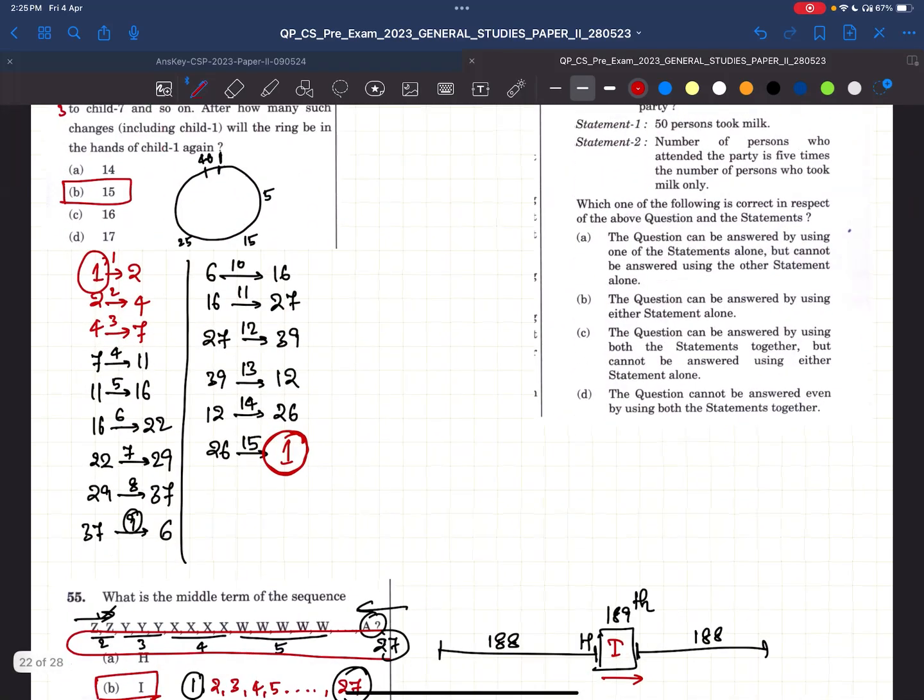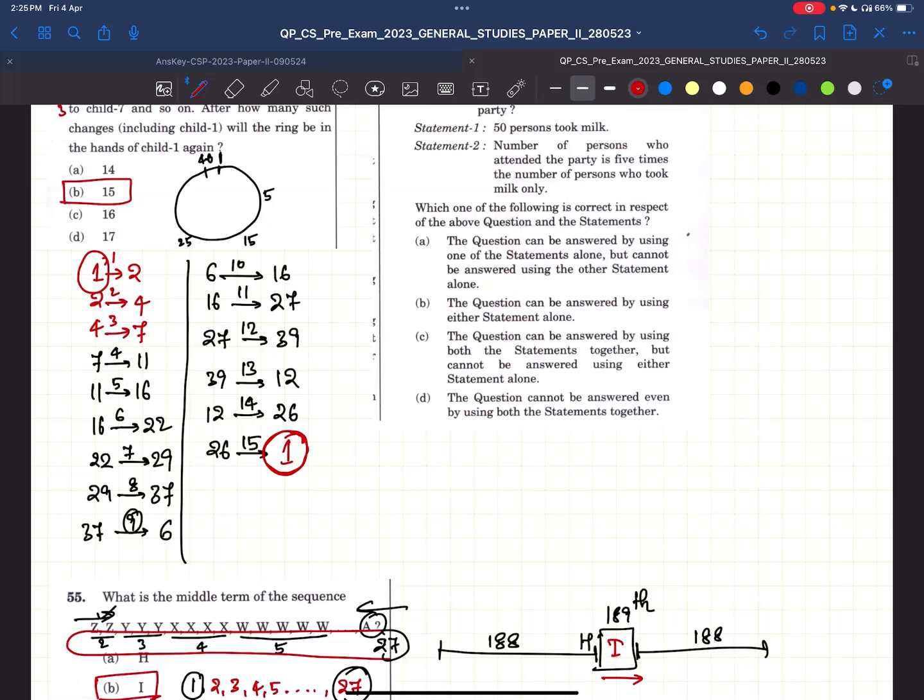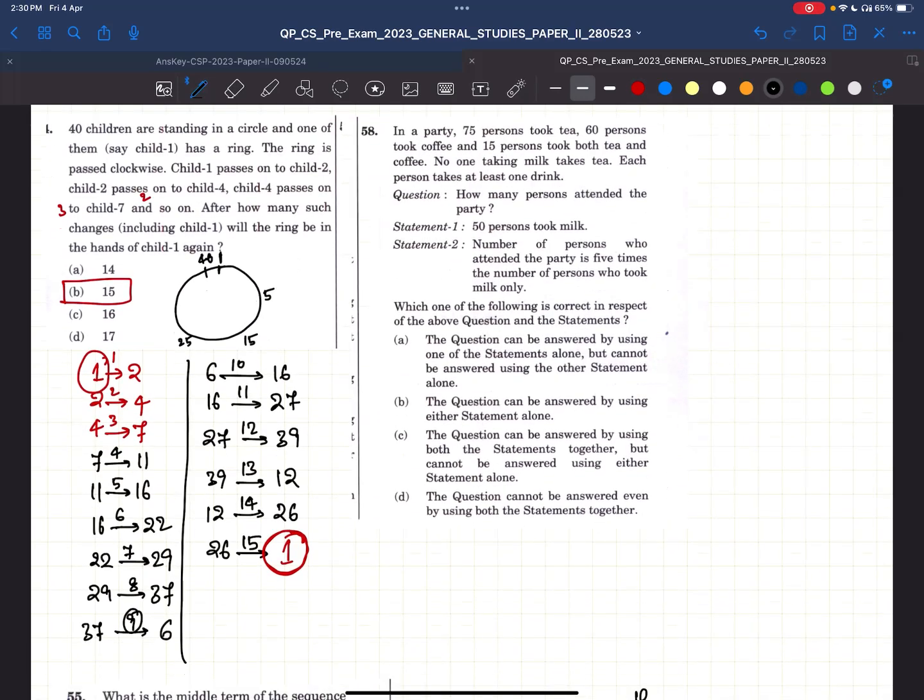I will solve it here. 58th question. In a party, 75% took tea, 60% took coffee, and 15% took both tea and coffee. So now this is a Venn diagram, right? This is tea, this is coffee. This is both tea and coffee. This intersection term is given as 15. This entire value is 75. 15 is already taken, so this section will be 60.